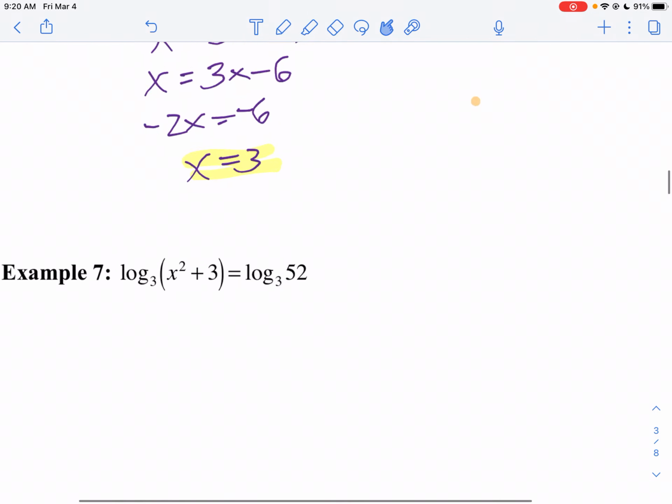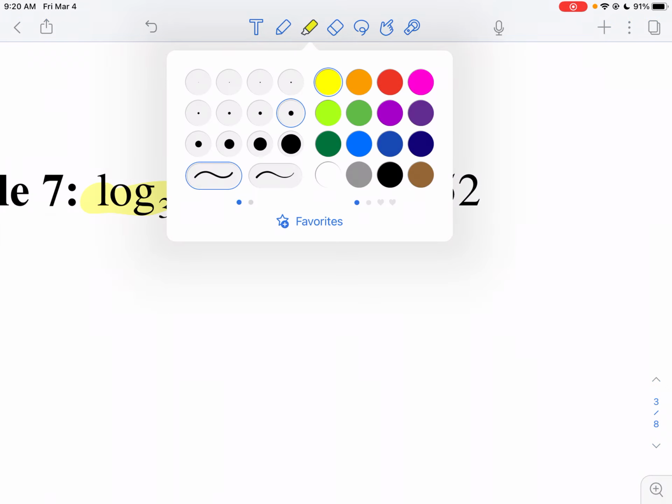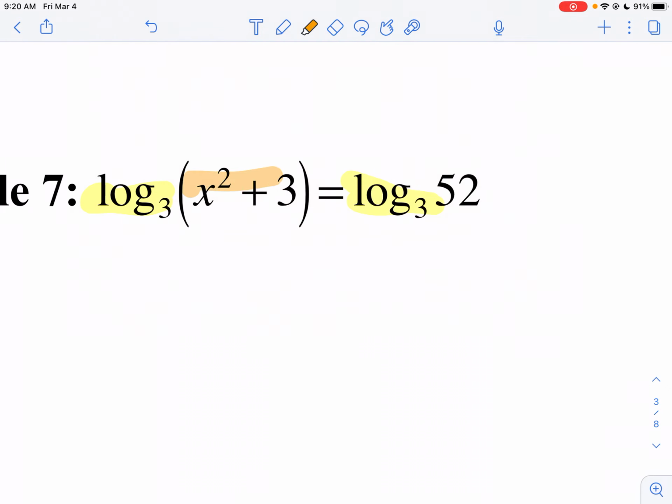Okay, let's take a look at another one, very similar. I've got log to the base 3 of x squared plus 3 equals log to the base 3 of 52. Notice, I've got the same logs on both sides. So in other words, x squared plus 3 must equal 52. So x squared plus 3 equals 52.